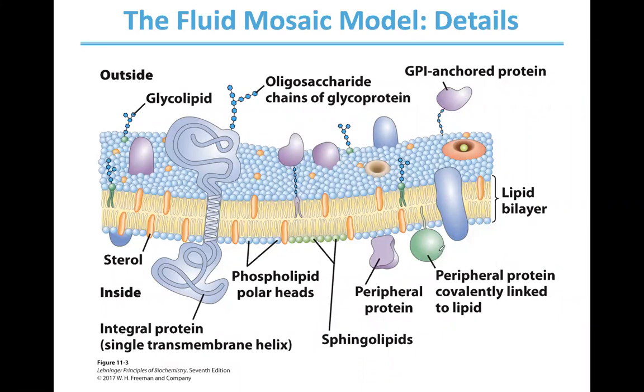Now, this one is covalently linked to a lipid. You can see here, it's a peripheral protein, but it has a tail. And this tail inserts into the lipid bilayer and localizes the protein to this cell membrane. We'll talk about glycosyl phosphatidylinositol, GPI anchor proteins, a little later. These are much more complex constructs, but play a huge role in association of proteins to the cell membrane.